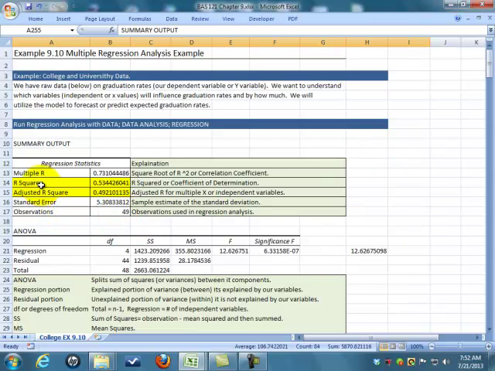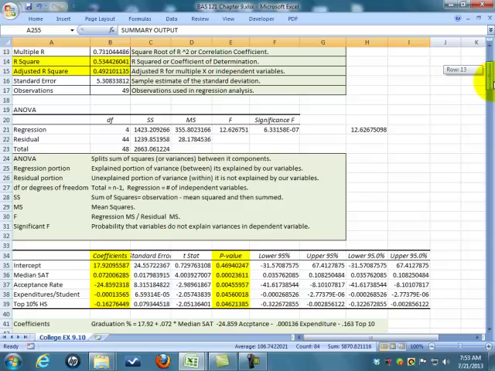The 2 key things are, if you're doing a regression on one variable, you want to look at the R squared. Multiple regression, you want to look at the adjusted R squared. Now, the analysis of variance section gives us our regression, our residuals, and our totals. And over here it gives us degrees of freedom, sum of squares, mean squares, our F statistic, and the significance of our F.